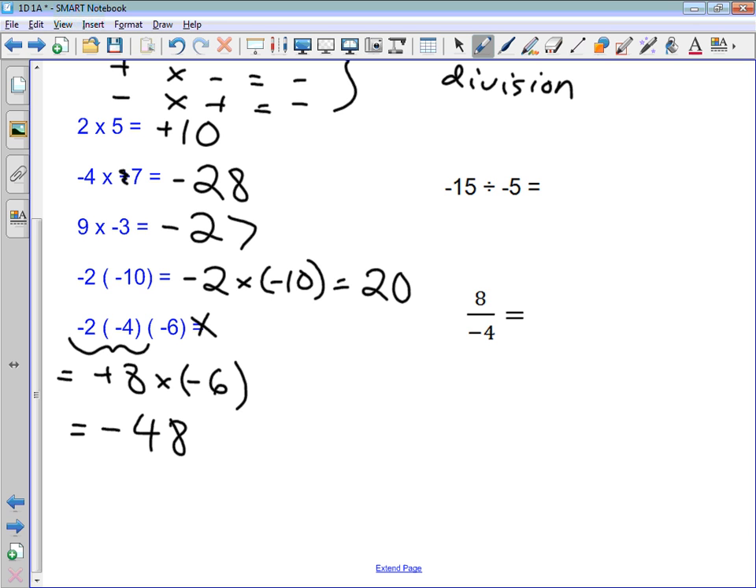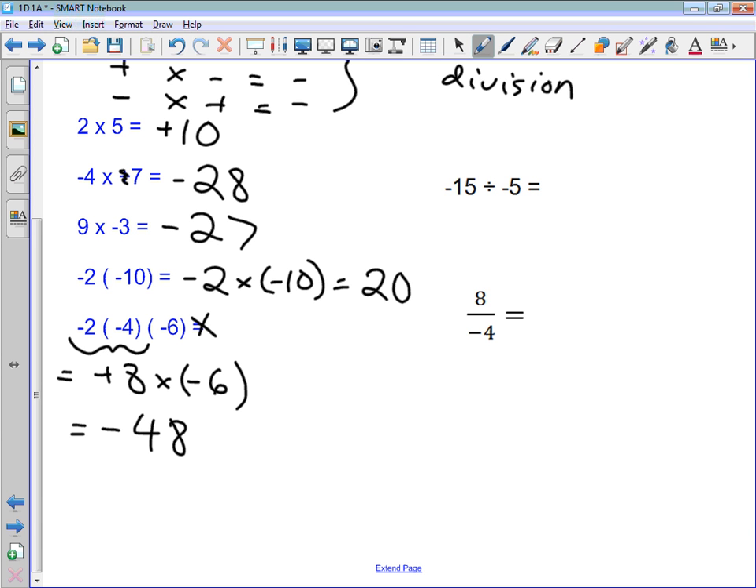So we've got 1, 2, 3 negative signs. Our answer is negative. If we've got 2 negative signs, our answer is positive. So it's kind of like anytime we have an odd number of negative signs and we're multiplying, we end up with like a negative sign left over, and our answer is negative. If you have an even number of negative signs, we're going to end up with a positive answer.